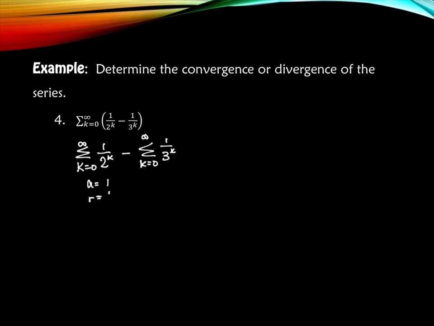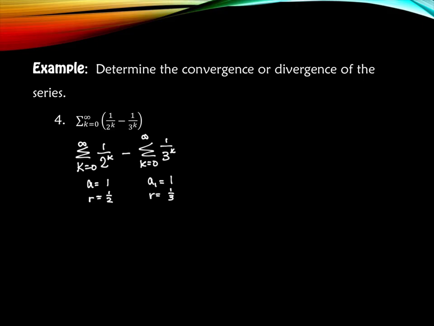It's 1/2. I multiply by 1/2 over and over and over again. Second one, what is the a value over here? It's 1 as well. What is my ratio? It's 1/3. We'll put the negative in front, but you could do this as plus and then a minus here if you wish. I'm going to just do it as a positive, so 1/3.